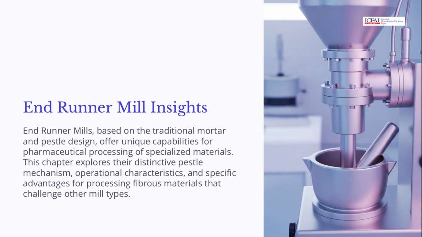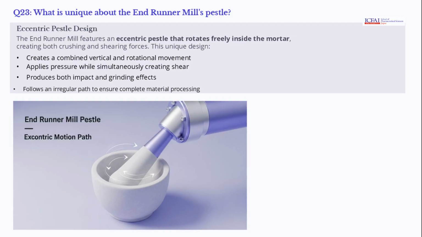This section explores their operational characteristics and advantages for processing fibrous materials that challenge other mill types. The end runner mill features an eccentric pestle that rotates freely inside the mortar, creating a combined vertical and rotational movement. This design applies pressure while creating shearing forces, enhancing grinding efficiency and ensuring complete material processing.